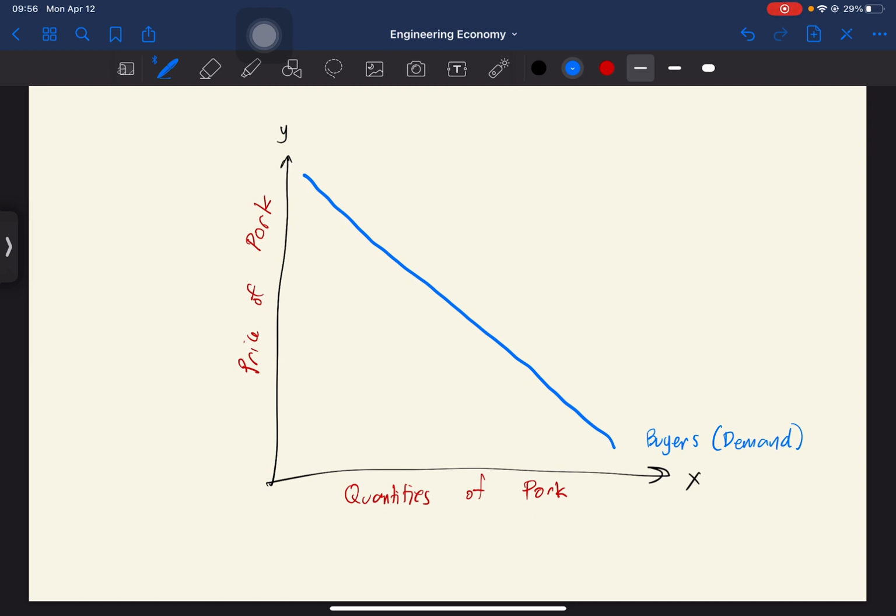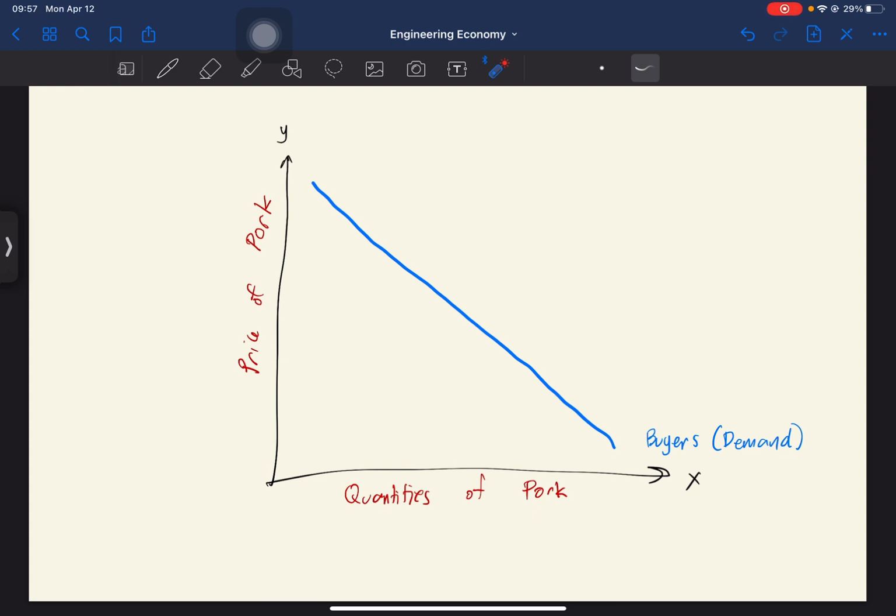Itong kulay blue, let's say, if the price of pork is very high, tignan nyo, ang taas ng pwesto niya sa y-axis, then the demand for pork is very low. Diba? Konting quantities lang ng pork ang mabibili. Okay? This shows na, sabi ko nga, if the price is high, then the quantities of pork na mabibili ay konti lang. On the other hand, this is true for the buyers, itong graph na yan. Okay, that is the demand curve.